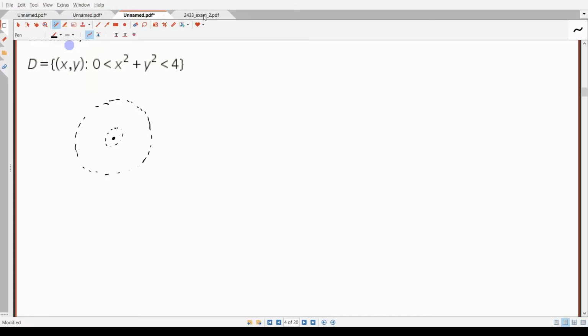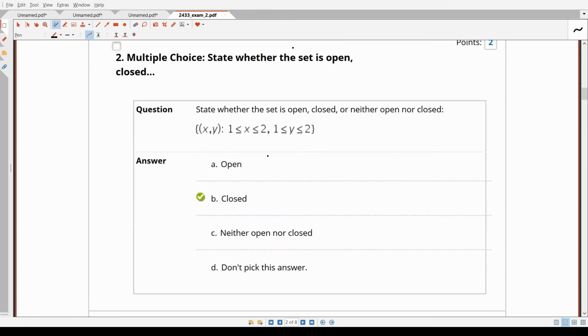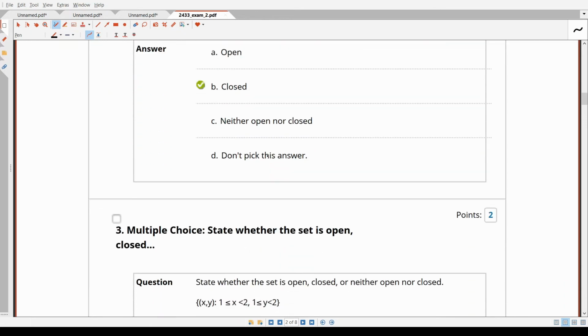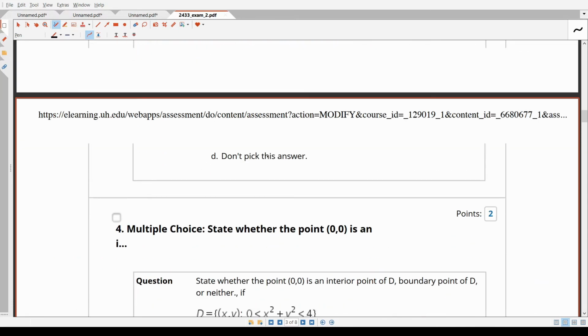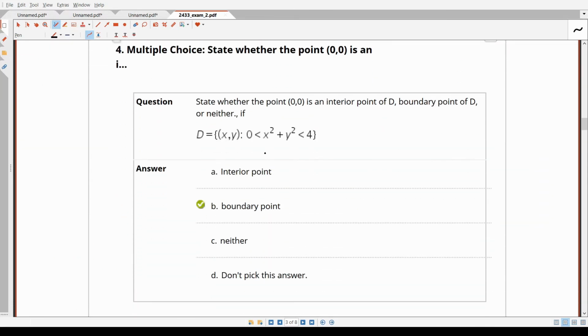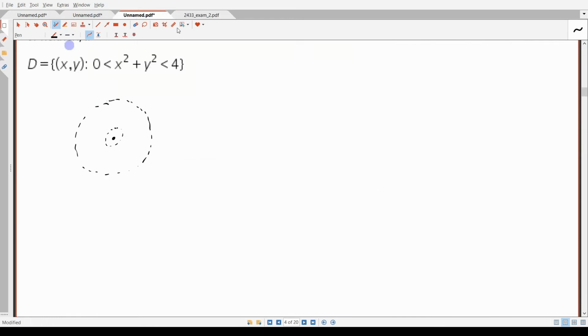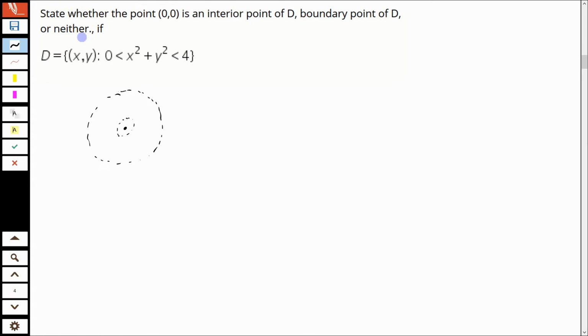Let's see, what did they put for the correct answer? This should be an interior point. Oh no, it's going to be a boundary point. That's okay. So this is going to be a boundary point.